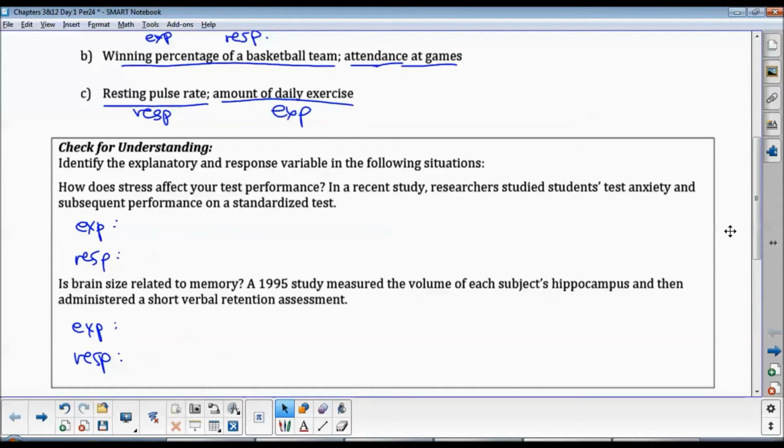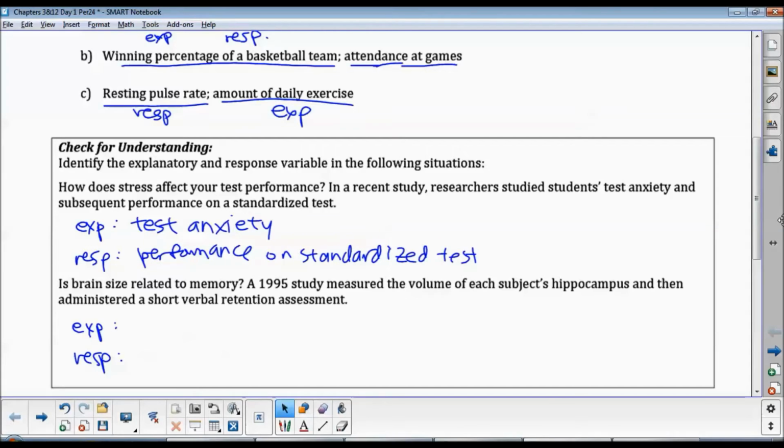All right, so for this first one, looking at students' test anxiety and their performance on a standardized test, most of you probably thought that test anxiety was the explanatory variable, and the performance on a standardized test would be the response variable. It's better if you can word these so that it's clear that these are quantitative variables. So if you said something like level of test anxiety, that would probably be even better.